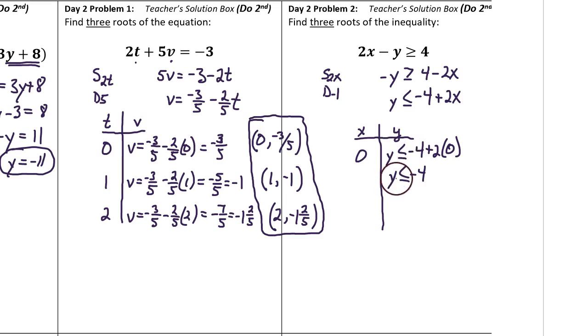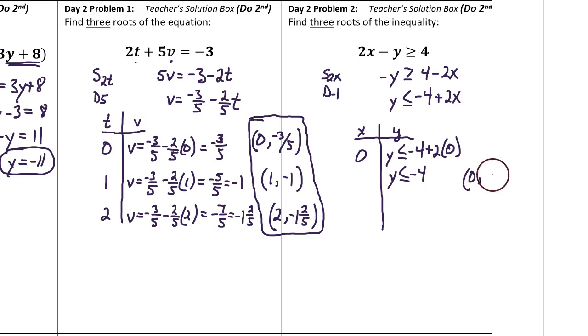Let's think about what we have. When x is the number 0, y is anything that's less than or equal to negative 4. This one row of the table actually generates an infinite number of roots. Let's write 3 of them in parentheses.